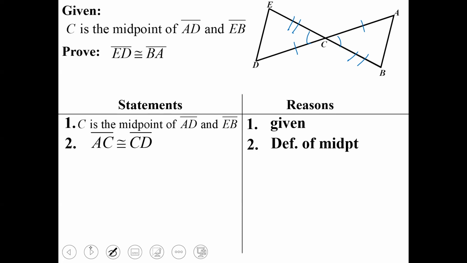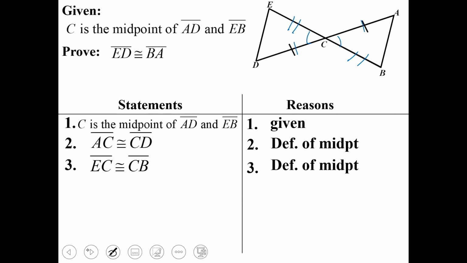Okay. Y'all tell me what y'all think your next statement is. Somebody already said it. Okay. She said first, line segment EC is congruent and corresponds to CB. Y'all, what would still be your reason? Definition of a midpoint, okay?